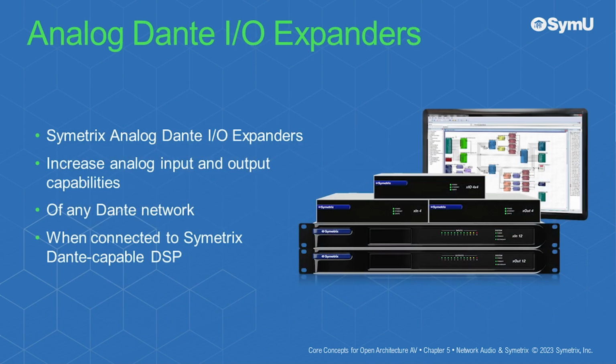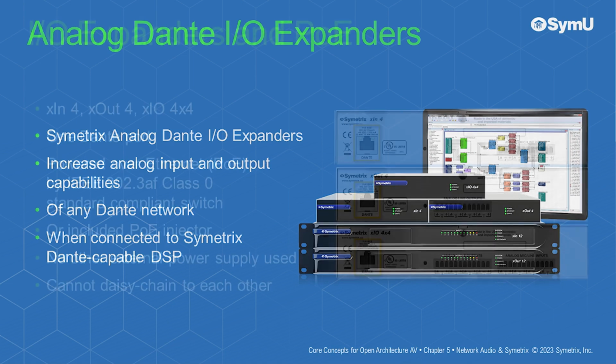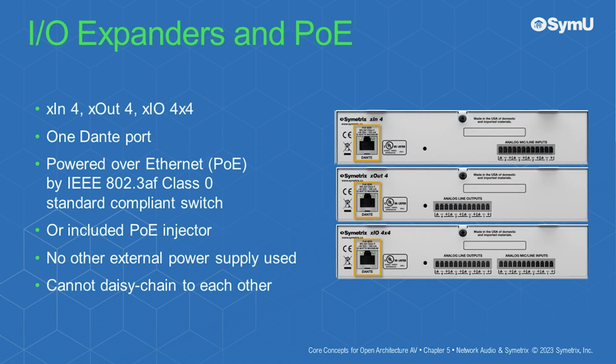The Symetrix line of analog Dante I/O expanders increase the analog input and output capabilities of any Dante network when connected to a Symetrix Dante-capable DSP. The XN4, XOUT4, and XIO 4x4 have a single Dante port and are powered over Ethernet by an IEEE 802.3 AF Class 0 standard compliant switch, or by the included PoE injector. No other external power supply is needed or used. Because these three models have a single Dante port, they cannot be daisy-chained to each other.